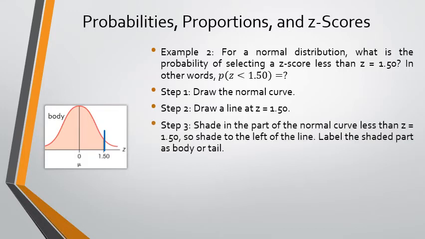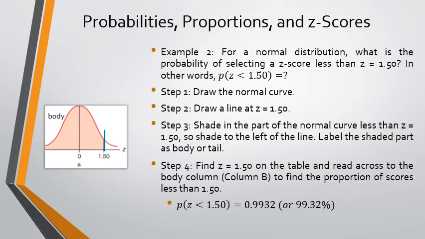This time we want less than, so we shade to the left of the line. And then we have to label the shaded part as a body or a tail. Well, the shaded part includes 0, includes the mean, so it is a body. So we're going to look in the table under the body column. So go down on your table and find z equals 1.5. Read across to column B, and there's your answer. You should find that the proportion of z-scores less than 1.5 is equal to 0.9932.